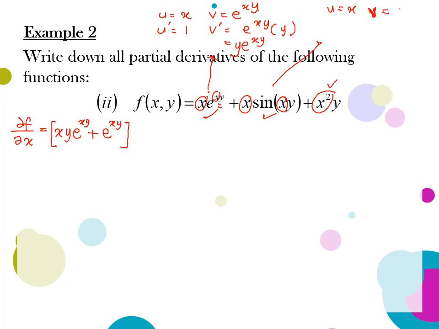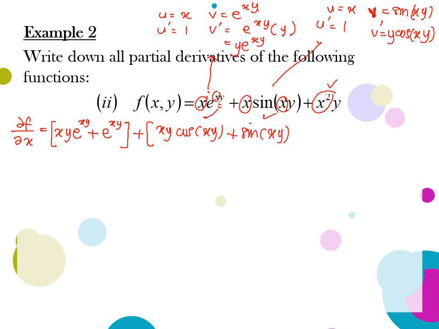Do the same for the second term here: u is equal to x, v is equal to sine xy. Differentiate u, you get 1. Differentiate v, you get cos xy. Differentiate xy, you will get y only. Okay, so for the second term, it will become xy cos xy plus sine xy. But for this one, it will become 2xy.